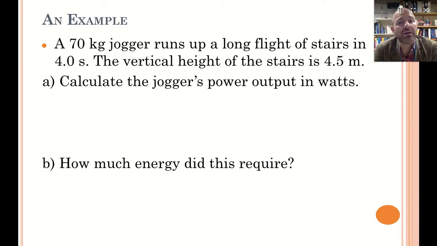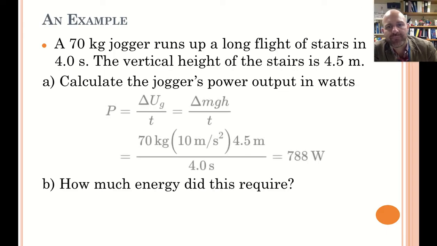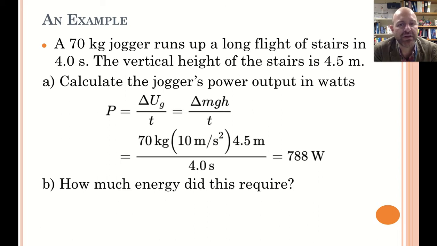A 70 kilogram jogger runs up a long flight of stairs in 4 seconds. Vertically, they go up 4.5 meters. How much power were they outputting? Well, the power is the change in potential energy in this case over time, and that gives us about 788 watts.